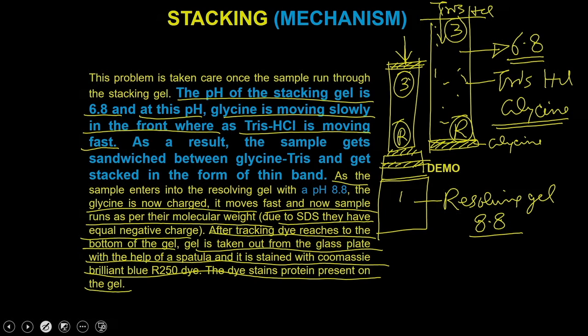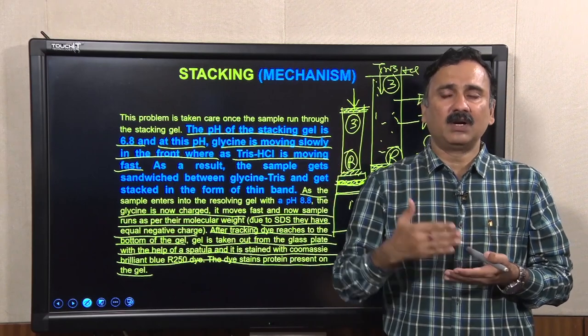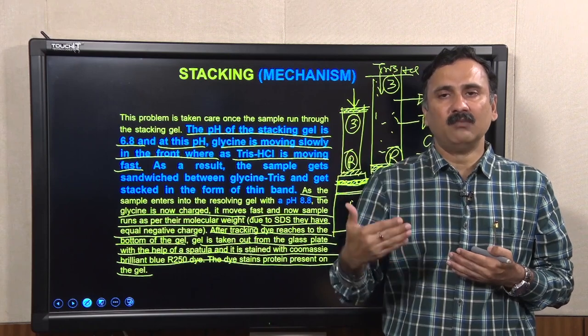As soon as it enters the stacking gel, this blockage of the glycine is going to be removed, and as a result the molecules are going to be resolved based on molecular weight. The higher molecular weight proteins run slower, and the smaller molecular weight proteins run faster.